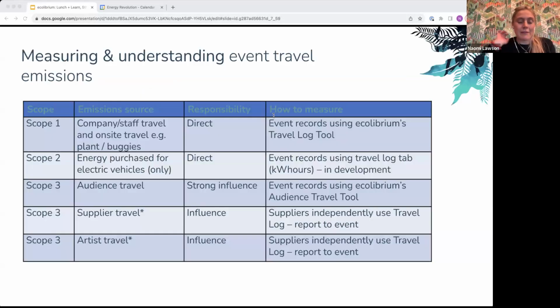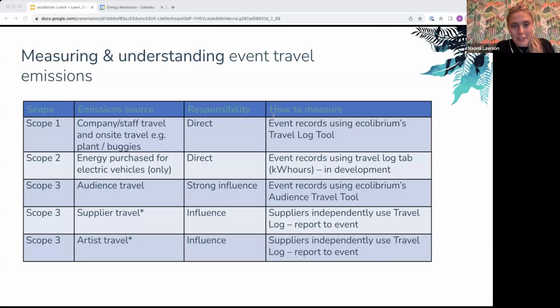So yeah, firstly, I think I mentioned scopes briefly earlier. And whilst that terminology is a little bit jargony for a lot of people, it's really useful to distinguish between the different sources of carbon emissions and for reporting on them. So this table breaks them down and illustrates what we mean by scopes 1, 2, and 3.